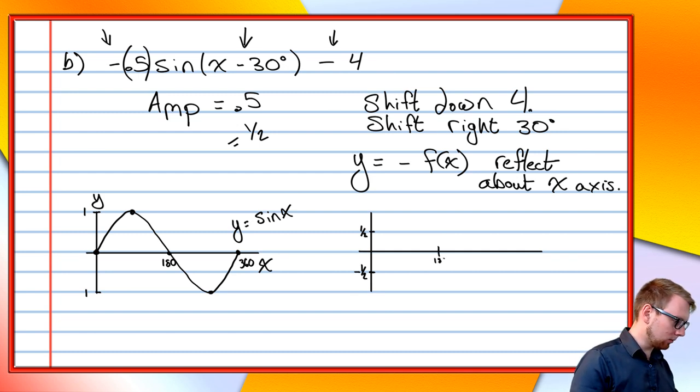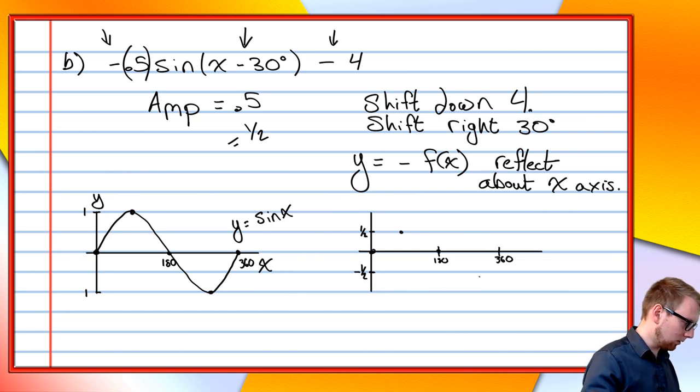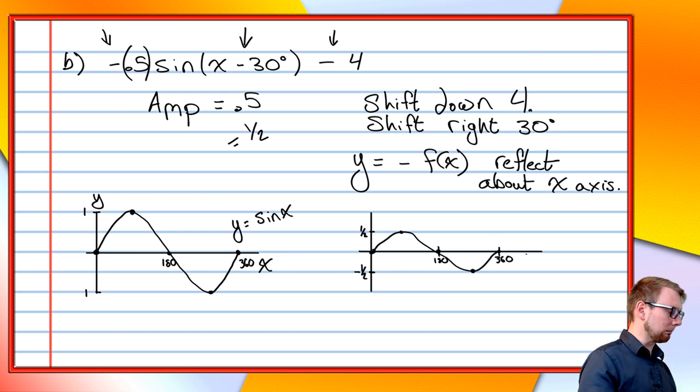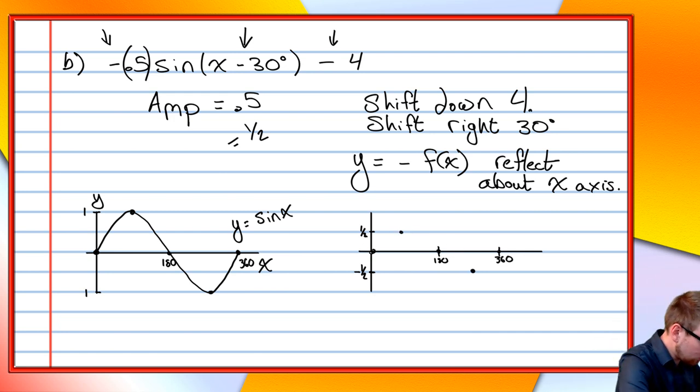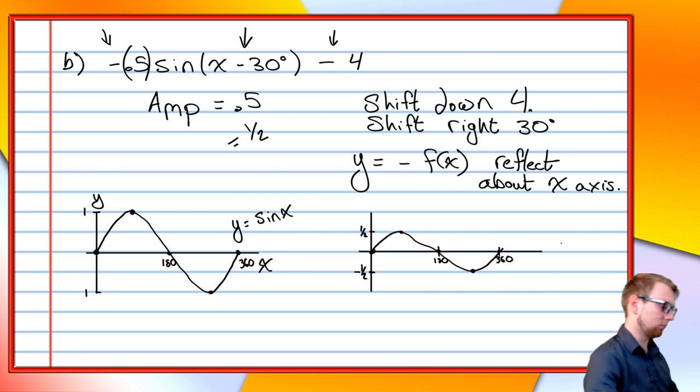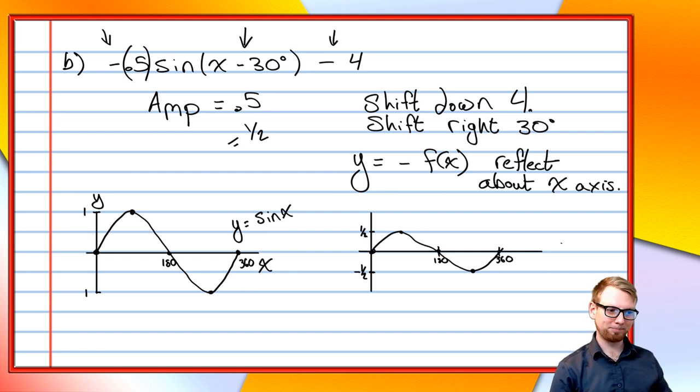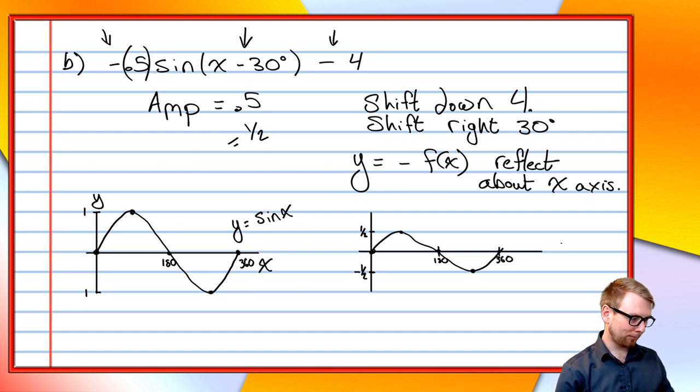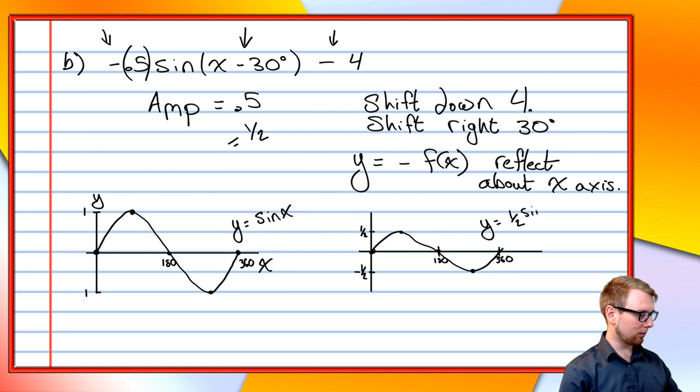There's 180. There's 360. Start at 0, go up, down. Let's get a little smoother line here. Close enough. Okay, so there's y equals 1/2 of sine x.